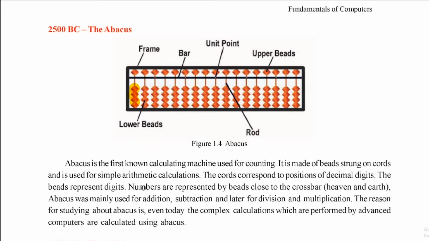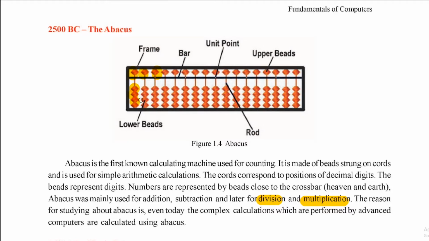And the numbers are represented by beads close to the crossbar. You can see here the number represents close to the crossbar, which we call this heaven and this earth, as they generally use. The abacus is mainly used for addition, subtraction, and later on for division and also multiplication. Earlier it was used for calculation by moving this one 10 times, this also you move, then correspondingly you subtract or add. That is how it is able to perform.